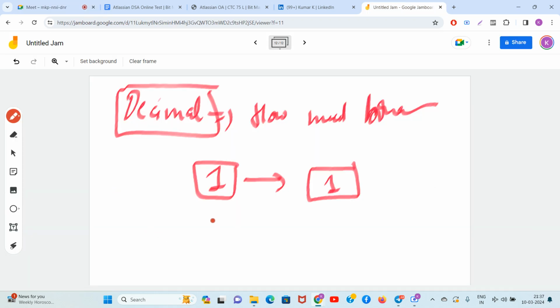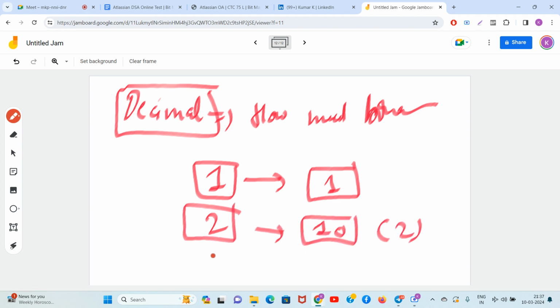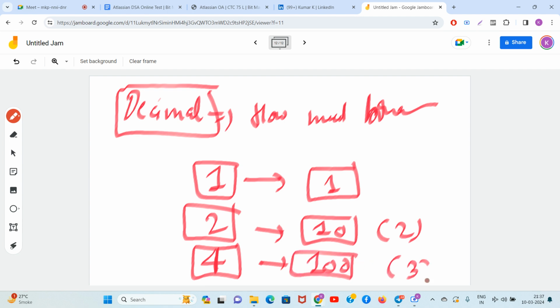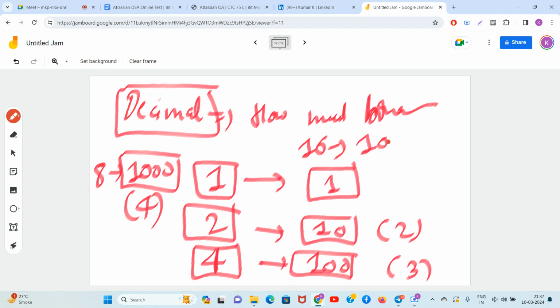Guys, if I write a 2, how much space does it require to write 2 in binary? It takes 2 places, you write 10, right? If you write a 4, how much space does it take, guys? It takes 3 places, 100. If I write an 8, how many places will it take? It will take 4 places. If I write a 16, it will take 5 places. Okay?